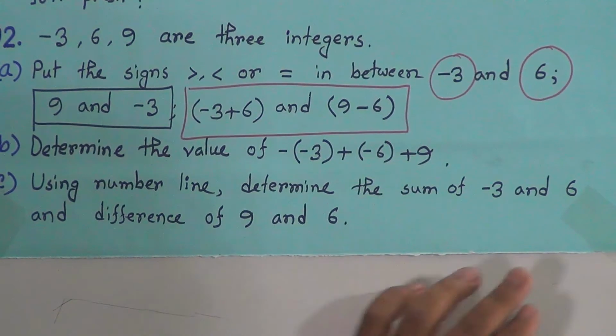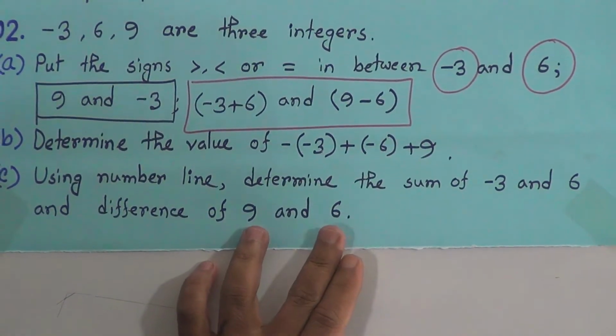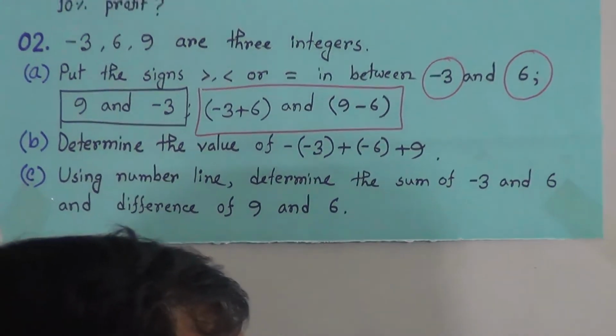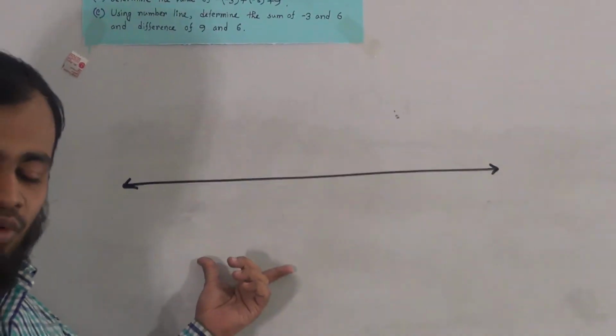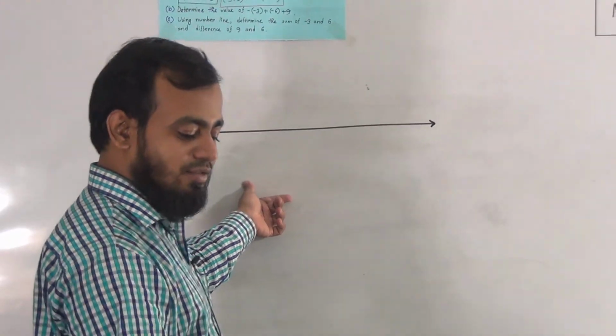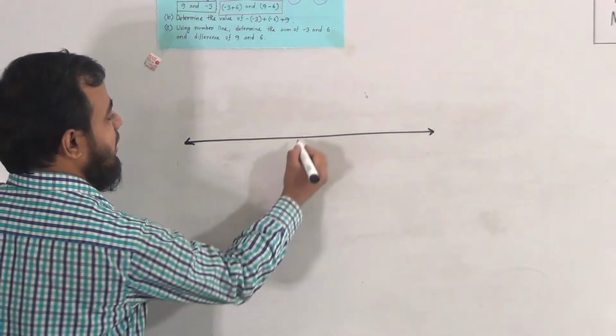These two we have to calculate: the sum of minus 3 and 6, and the difference of 6 and 9. By the use of the number line, you can take help for writing the words. I am not going to write down the words here. You can take help from your book, page numbers 83 and 84, for writing the words, but I am only solving the number lines here.